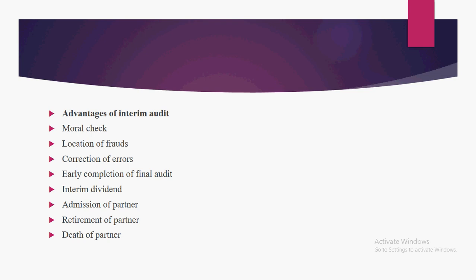Next is the correction of errors. So the interim audit is helpful for correction of errors at the same time, and the financial statements can show a true and fair view after the correction of errors in the books of accounts. So that is the reason this is the advantage of interim audit. Next advantage is the early completion of final audit. So the interim audit is helpful for the early completion of final audit, and the time spent on final audit is reduced due to interim audit.